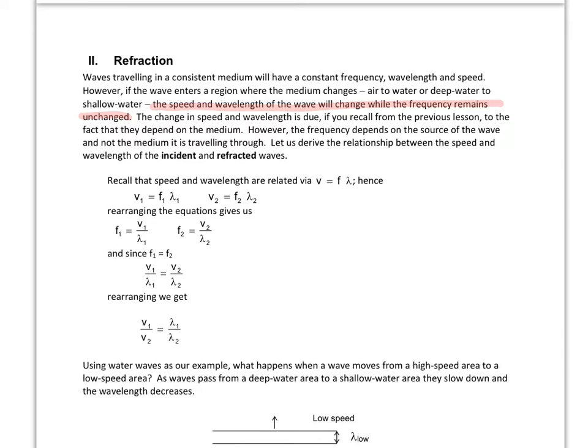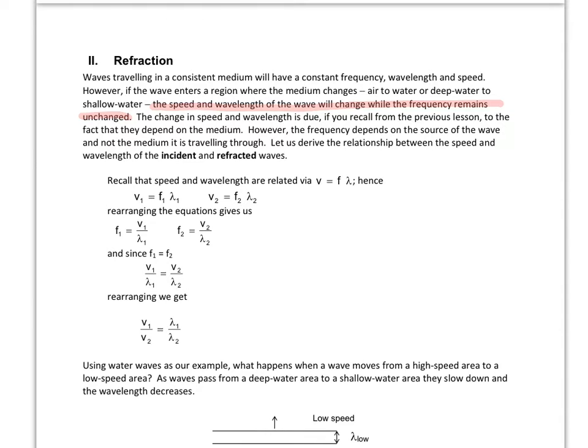The change in speed and wavelength is due, if you recall from the previous lesson, to the fact that they depend on the medium. So remember, fast versus slow, dense versus not. The frequency depends on the source of the wave, not the medium that it is traveling through, so it does not change.